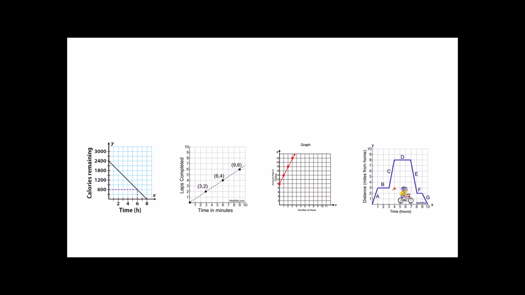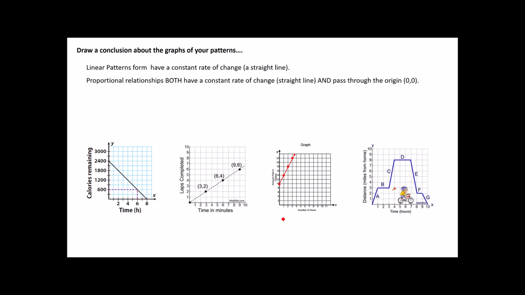Let's do this. Here are 4 graphs that we can look at. Remember, we want to draw a conclusion about the graphs of our patterns. If they are linear, they will have a constant rate of change, and therefore they will have a straight line. If they are proportional, they will have both a straight line, a constant rate of change, and they will go through the origin, which is 0, 0. 2 conditions have to be met. Notice that every proportional relationship is linear, but some linear relationships are not proportional.